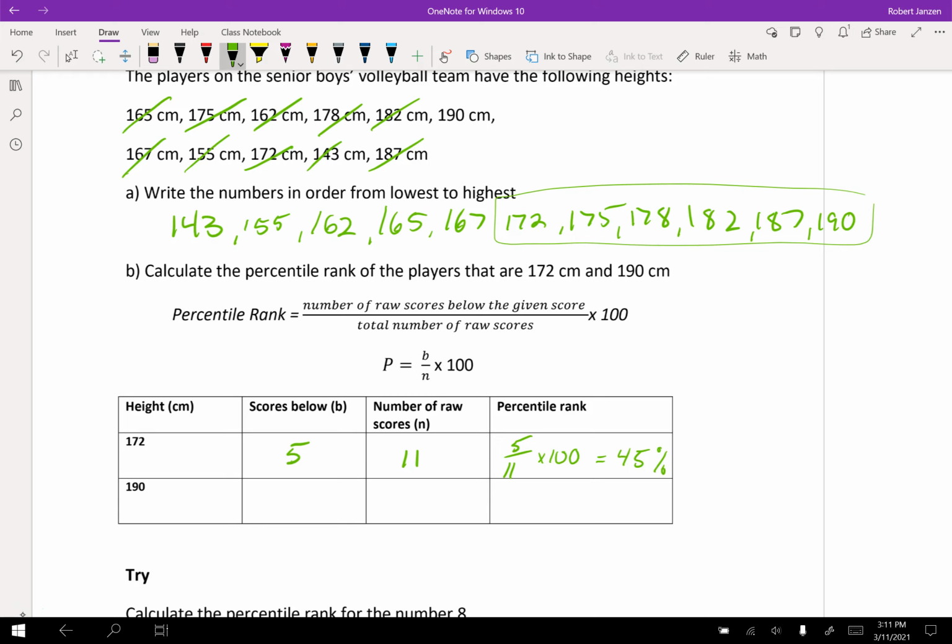Okay, let's look at 190. So scores below, there are 10 scores below out of 11. So this would be 10 out of 11. So 190 is the 91st percentile. Okay, instead of percent like that, we'll write 45th.